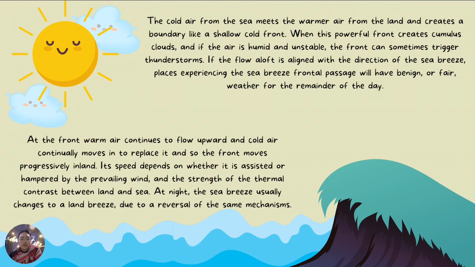At the front, warm air continues to flow upwards and cool air continually moves in to replace it, and so the front moves progressively inland. Its speed is dependent on whether it is assisted or hampered by the prevailing wind and the strength of the thermal contrast between land and sea. And at night, the sea breeze usually changes to a land breeze due to a reversal of the same mechanism.